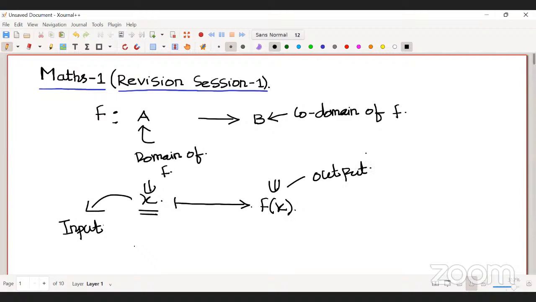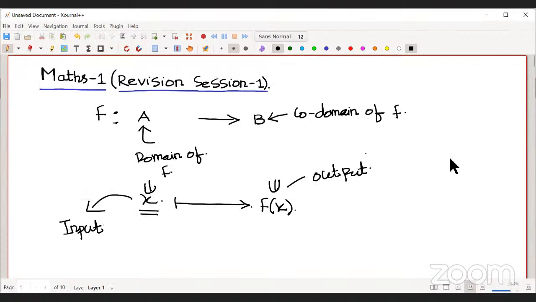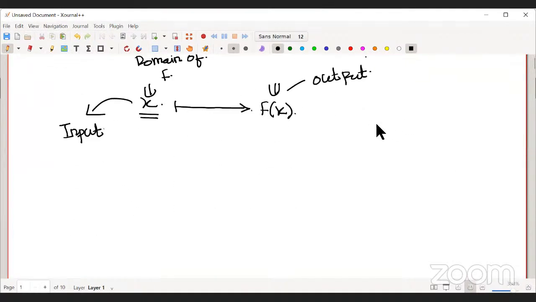So in this particular week, we are more concerned about some special type of function. That function is basically the one-to-one function. The definition of a one-to-one function is: if I have two distinct elements in the domain, then I should get two distinct elements in the codomain. So in other words, images of two different elements are always different.